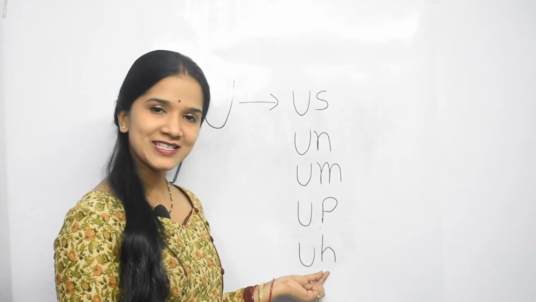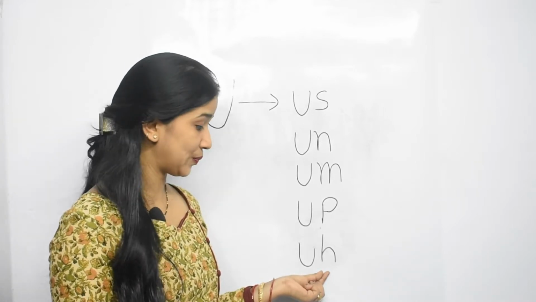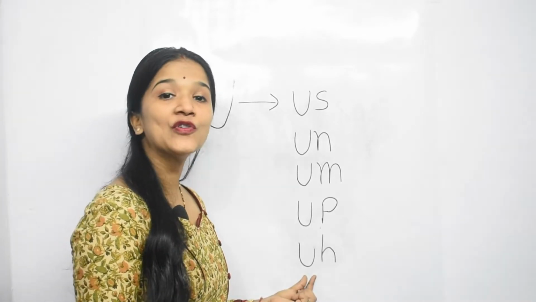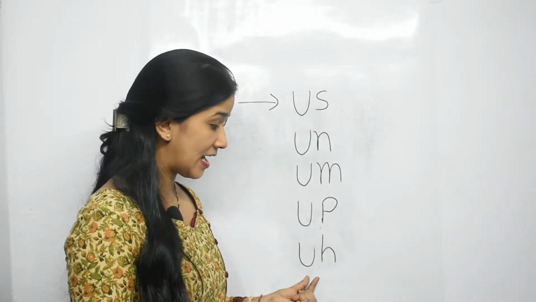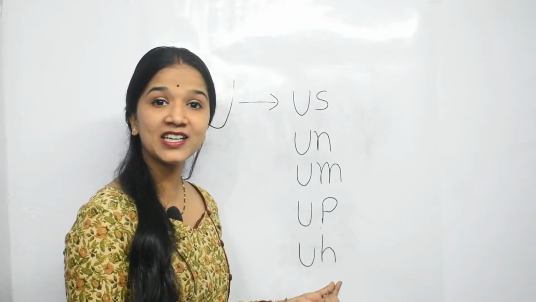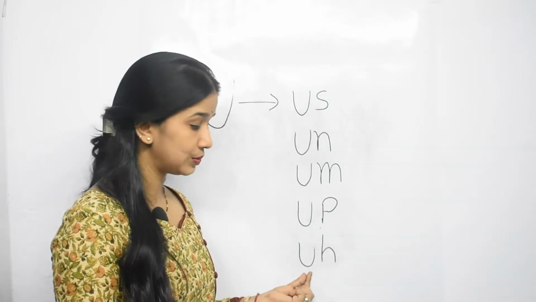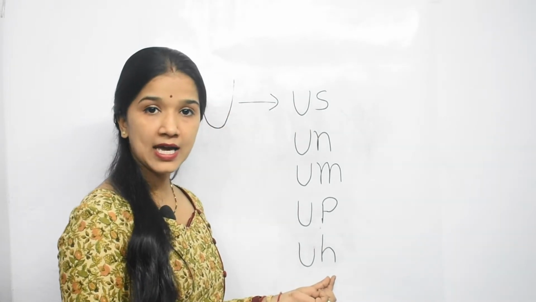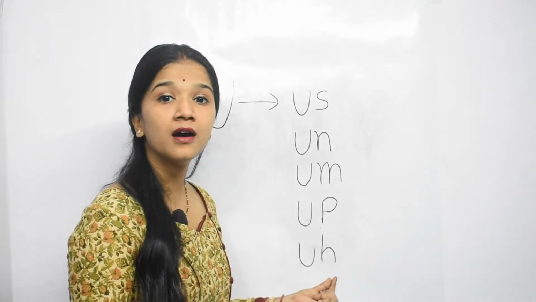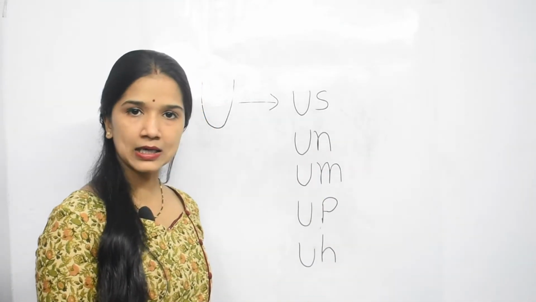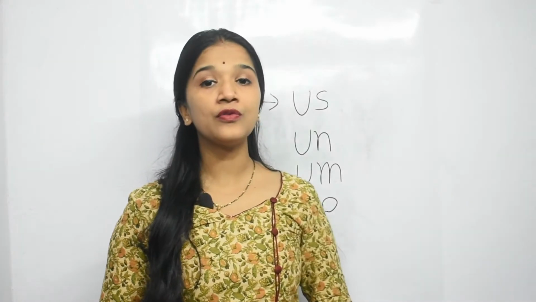So, the last example of vowel U. The phonic sound of letter U is A and the phonic sound of letter H is H. U, H, uh. So, these are the examples of vowel U. Let's repeat these examples.